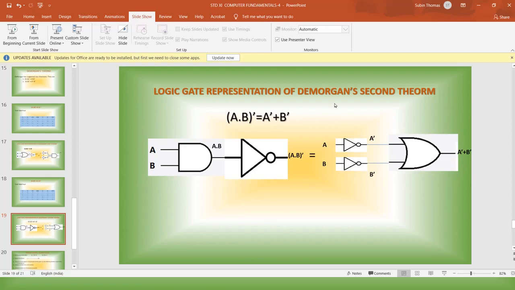So that is your second De Morgan's theorem: (A·B) the whole complement equals A complement plus B complement. This is the way you can draw the logic circuit diagram for the second De Morgan's theorem. The first De Morgan's theorem is (A plus B) the whole complement equals A complement into B complement. The second is (A into B) the whole complement equals A complement plus B complement. So this is all about De Morgan's theorem.